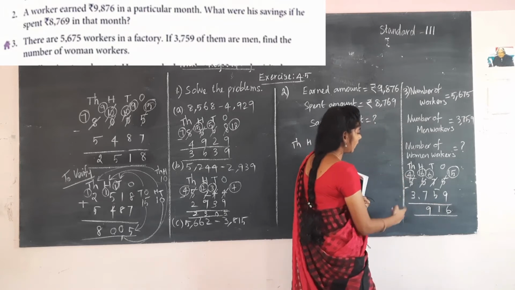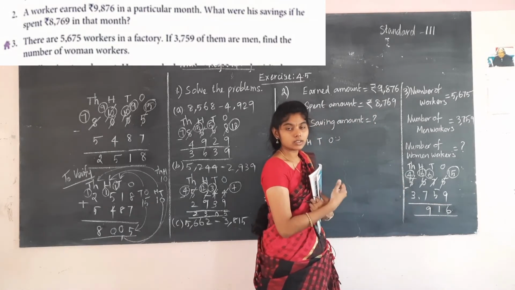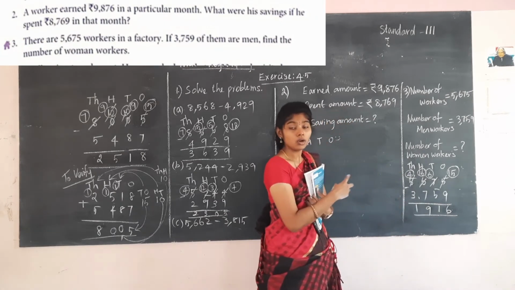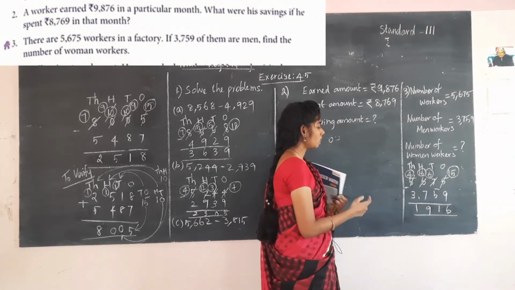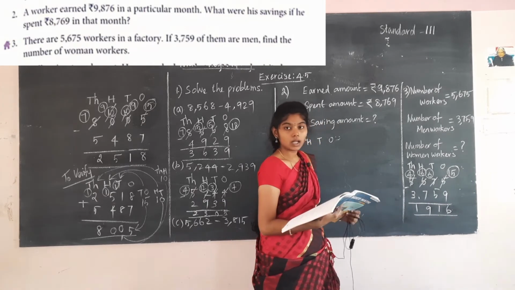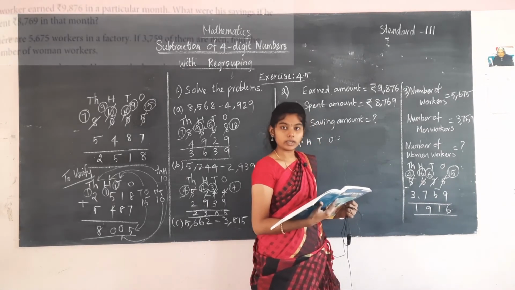And here, 4 minus 3 is 1. 4 in the mind and 3 in the fingers, counting back from 4, you will get the answer 1. So we have got the answer 1916. That is the number of women workers.